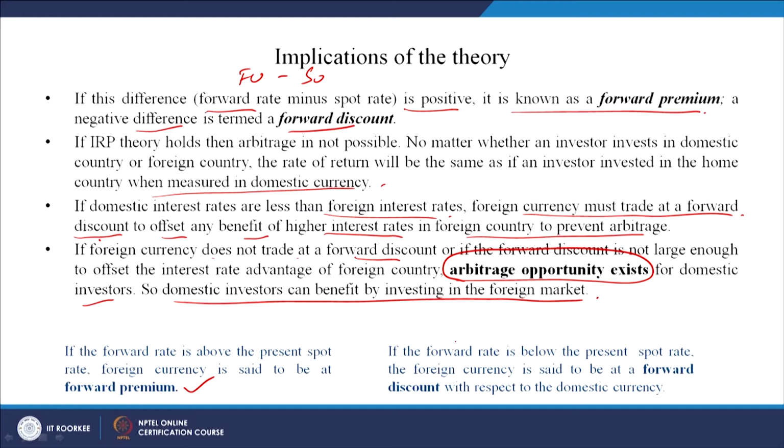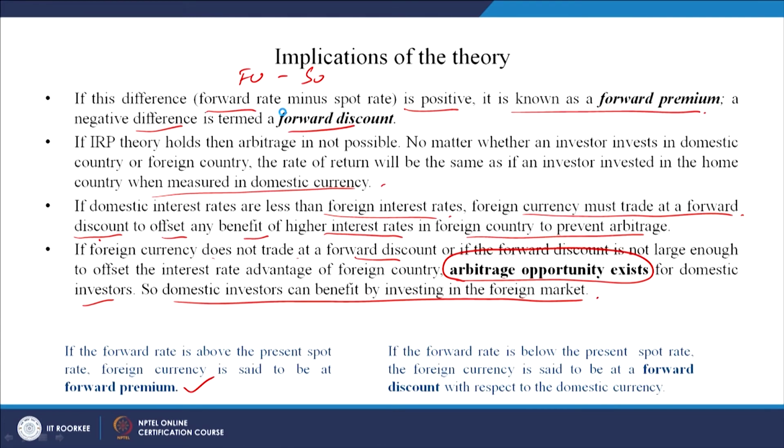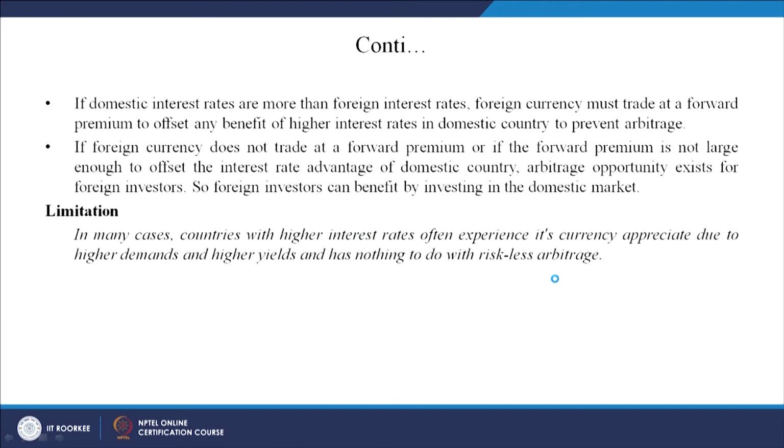These conditions are so volatile and so dynamic that sometimes they compensate for each other, and calculating the gain at the end is very difficult. If domestic interest rates are more, so what happened here? Domestic interest rates were less, so there was an arbitrage opportunity.